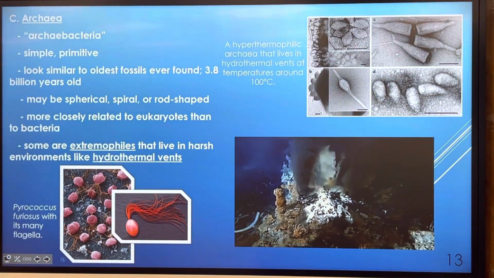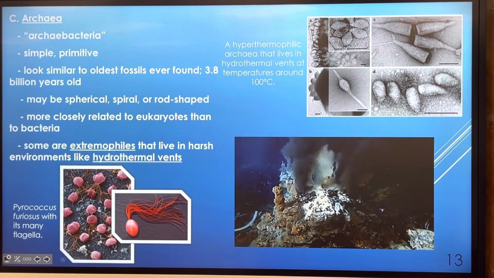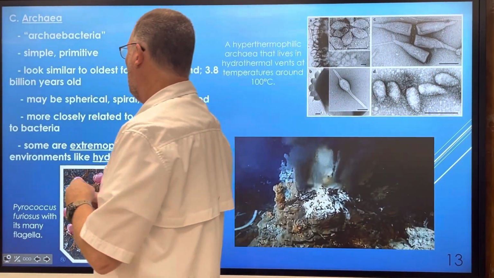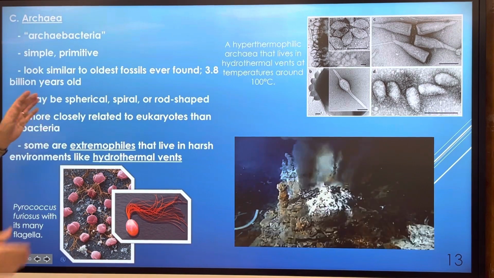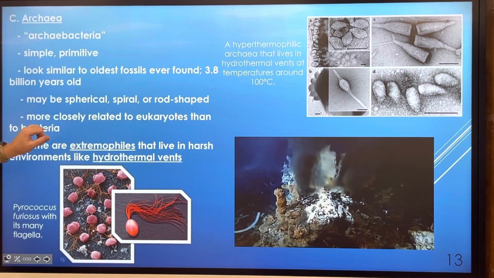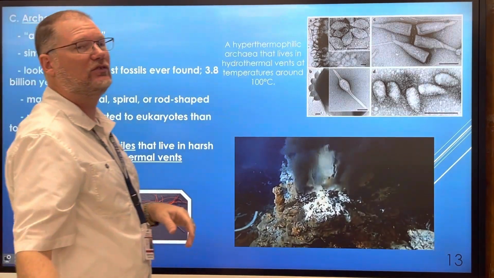And then you have archaea. Archaea bacteria, they're simple, primitive. They look similar to the oldest fossils ever found, 3.8 billion years old. They may be spherical, spiral, or rod-shaped. More closely related, according to that first little chart we saw, to eukaryotes than to bacteria genetically. That's what related means, okay? Some are extremophiles.